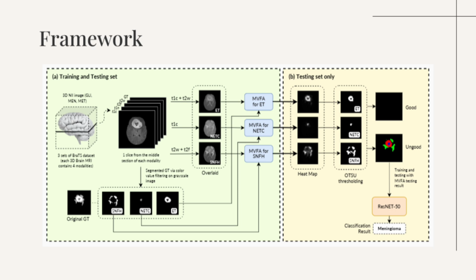We then trained and tested them with the MVFA model, obtaining the heat map, and converted it to our segmentation results. After obtaining the segmentation results from MVFA, we overlaid them into RGB images, with red for ET, blue for NETC, and green for SNFH. These results were then trained and tested through the ResNet-50 model in order to classify them into the 3 brain tumors: glioma, meningioma, and metastasis.